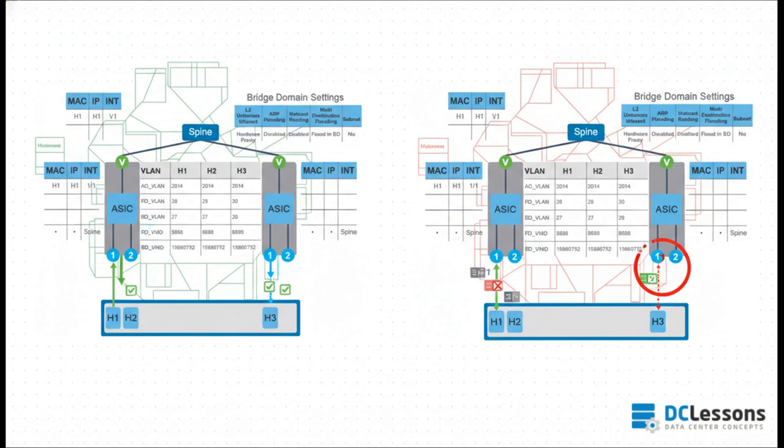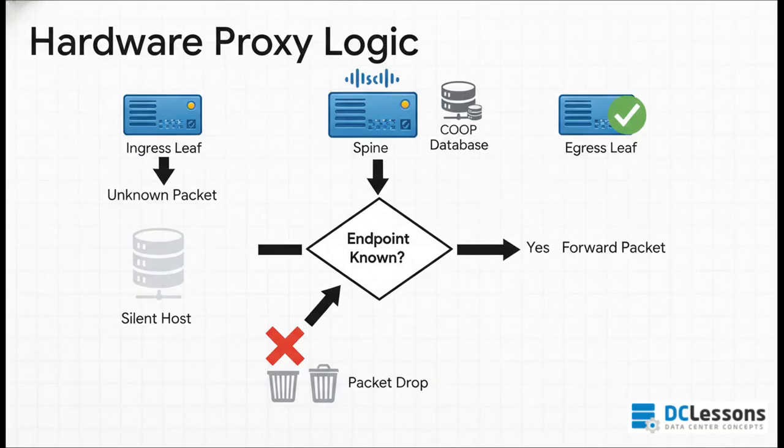But on the right, if H3 is a silent host and the spine doesn't know about it, we get the same result as before, packet dropped. So in hardware proxy mode, you really have to think of the spine as the all-knowing decider. The first leaf just passes the buck. This is awesome for performance with known endpoints, but it creates this kind of potential black hole for silent hosts, devices that just haven't spoken up yet to let the fabric know they exist.